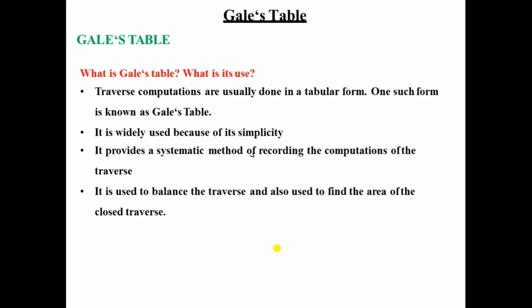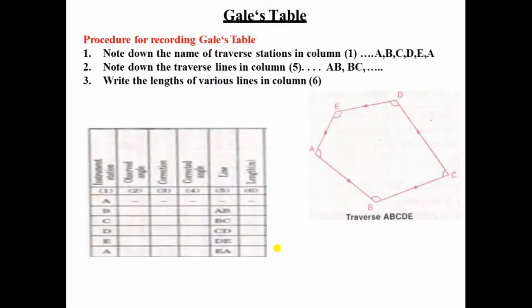Now we are moving to the Gales table. That is one of the formats, a tabular form, called Gales table. This table is generally used for uniformity purposes. It is widely used because of its simplicity. The methods of recording and computation are systematic, and every person can understand the data if the recordings are formatted. It also allows us to balance the traverse and get the corrected readings as per the tabular format.